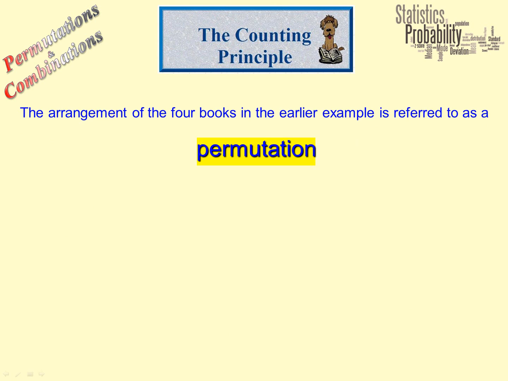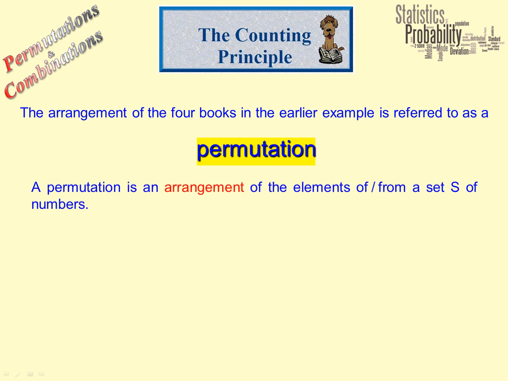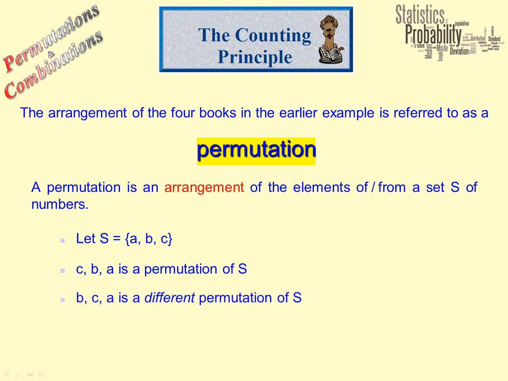That arrangement earlier is called a permutation, and the important word is arrangement. A permutation is an arrangement of elements of or from a set S of numbers. Now it's of or from because it could be the whole set of numbers or it could be just some of the elements, which we'll do next. So if S is ABC, CBA is a permutation of S, and BCA is a different permutation of S.